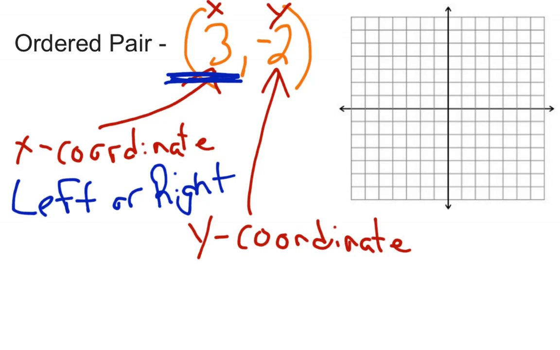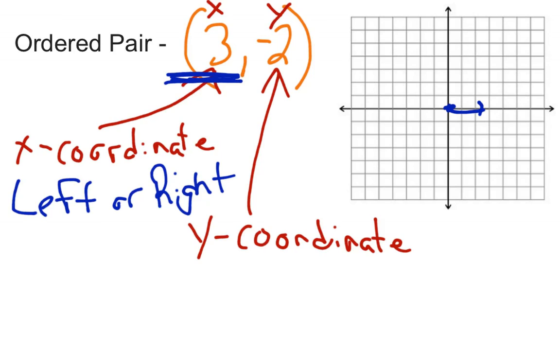So since our x is a positive 3 here, what we're going to do is we always start at the origin. Remember, this is right here. That's the origin. And it's telling me to go 3 to the right. So if I count over here, 1, 2, 3, that gets me to this line right here, counting 3 over.